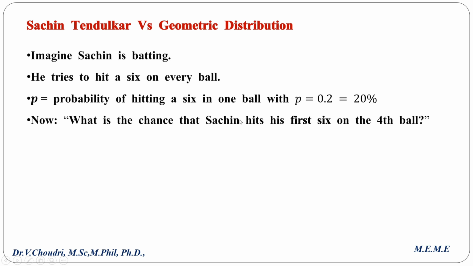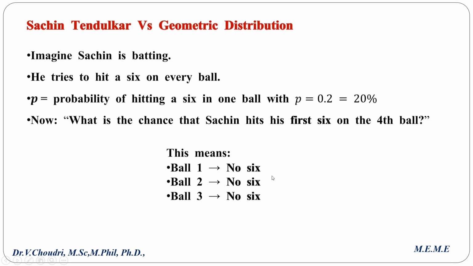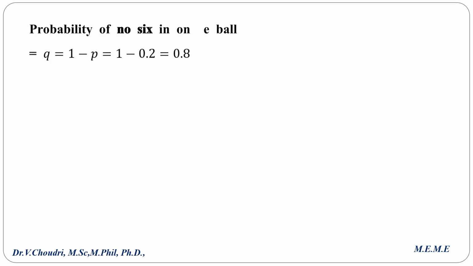So what is the chance that Sachin hits his first six on the fourth ball? So we are going to find the chance that he hits the six on the fourth ball. See, first ball no six, second ball no six, it may be 1 or 2. Third ball also no six, it may be a 4 also. But the fourth ball he hits the six. Have you understood the concept? Okay. Now what is the probability?